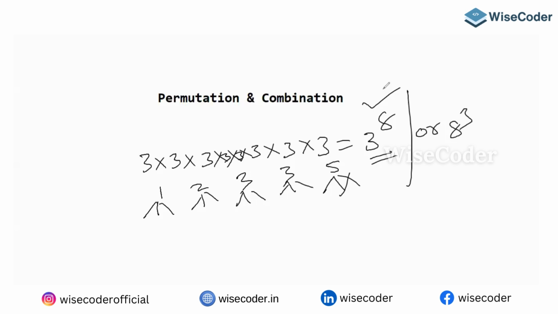We have seen NPR and NCR. What is NPR? N factorial by (n minus r) factorial. What is NCR? N factorial by (n minus r) factorial into r factorial. Okay, so how to calculate NPR and NCR?